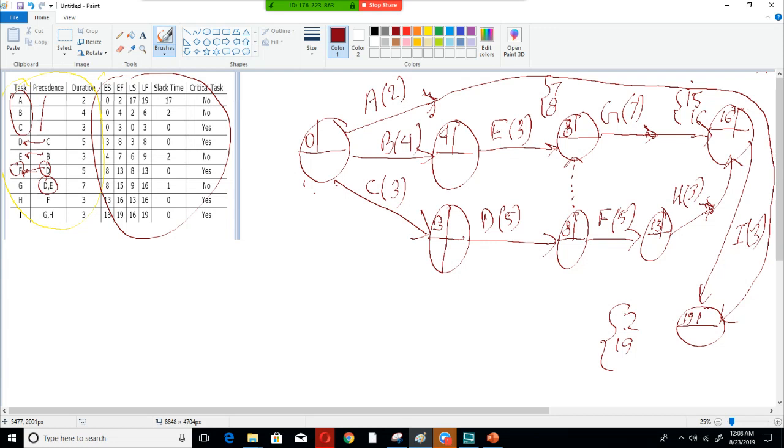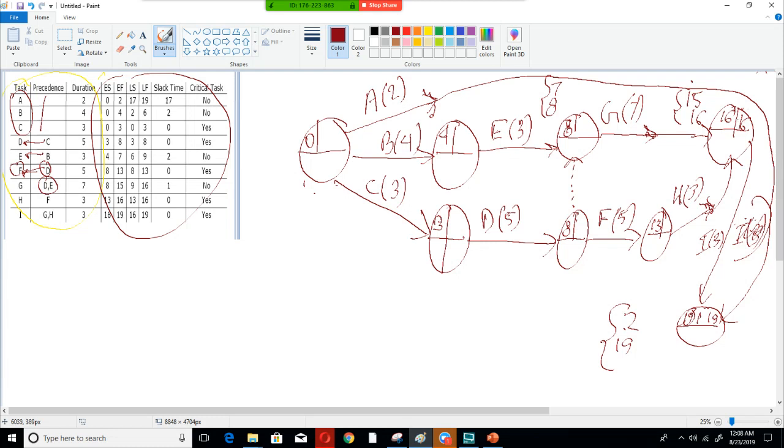Now I have to calculate backwards. So I put 19 over here as it's the final state. And if I go back with this path, this path is for this one. So wait, I3. So if I go back with this path, I will get 19 minus 3. This 19 minus 3, it will give us 16.